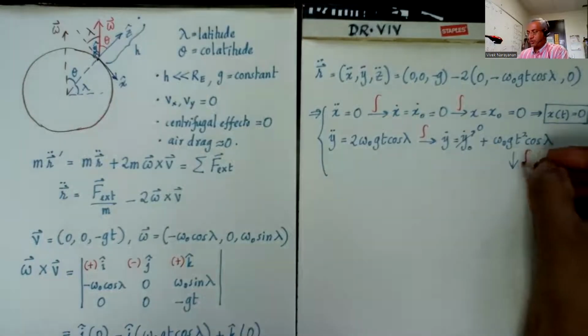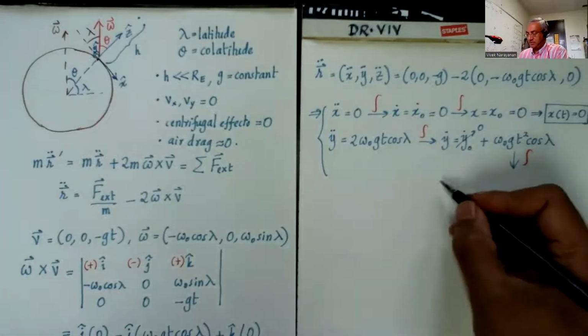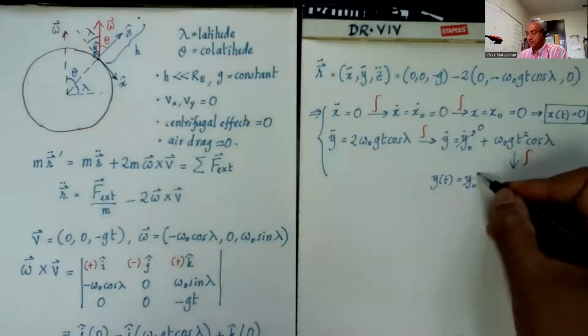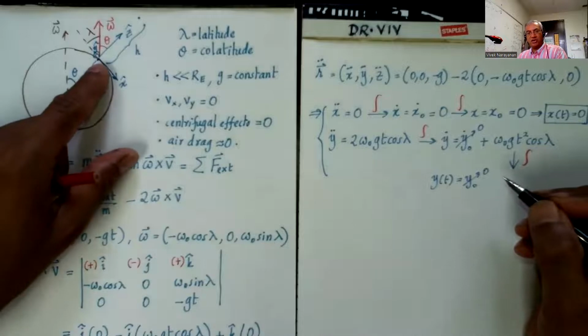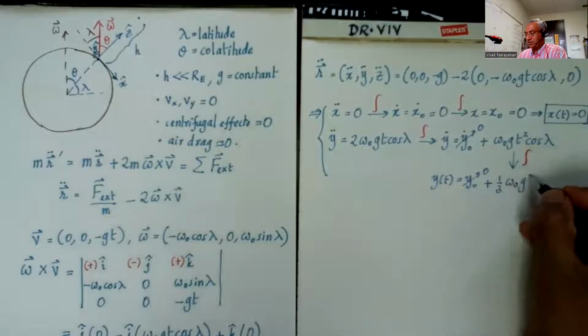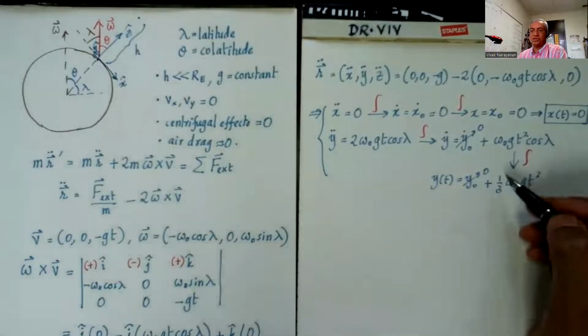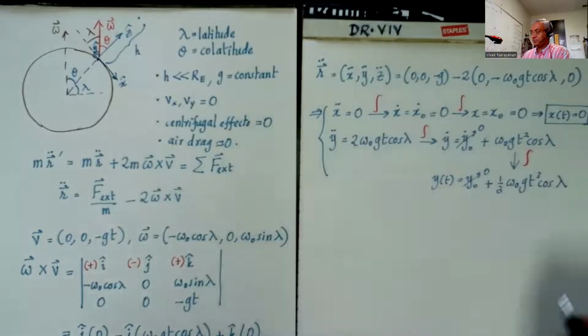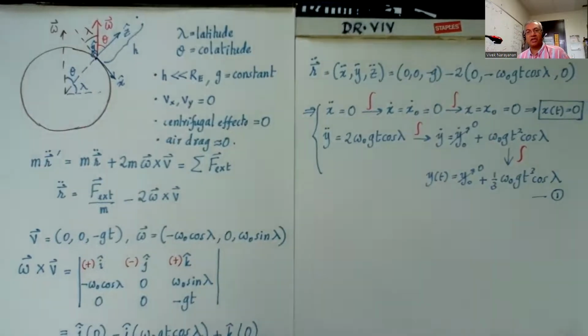Integrate once more, and then I get y as a function of time equals y naught, which is 0 because it's pointing towards the origin initially, plus 1/3 omega naught gt cubed, because the integral of t squared is 1/3 t cubed, cosine lambda. So that's an important equation. Let's save that, call it equation 1.